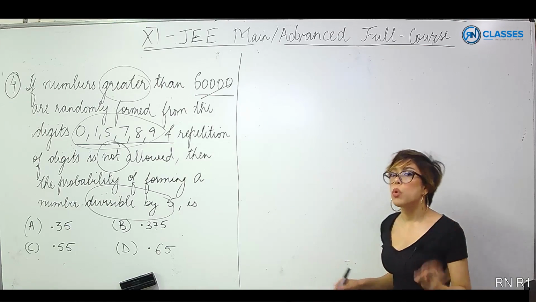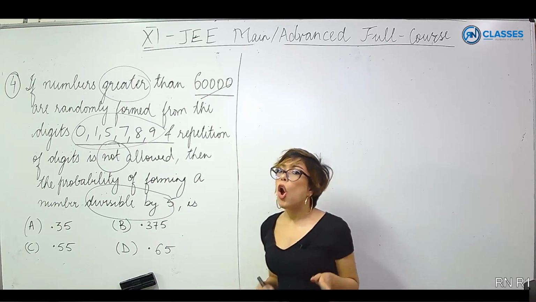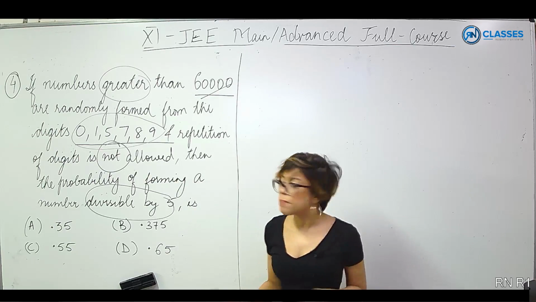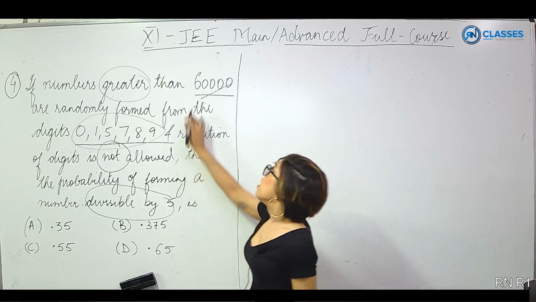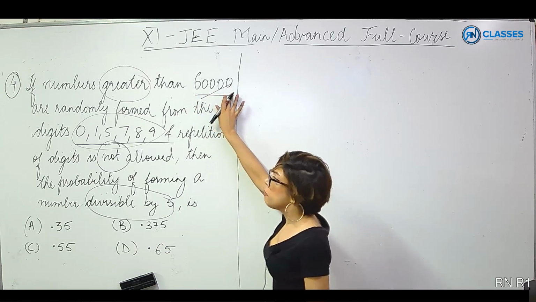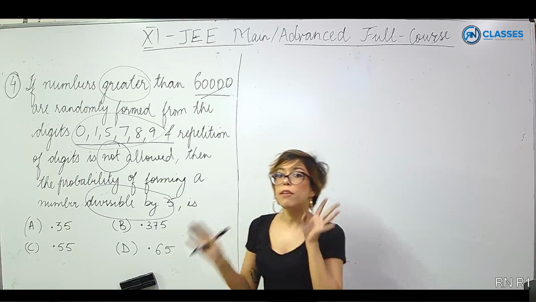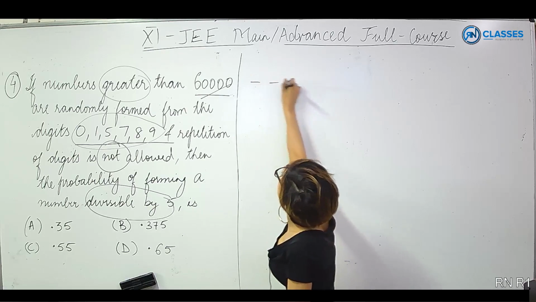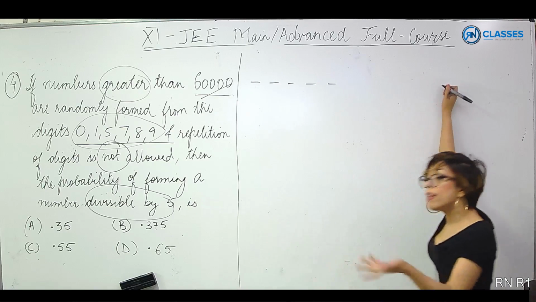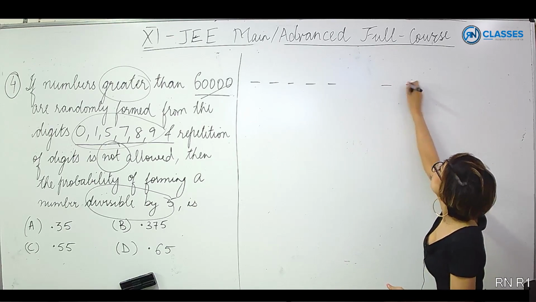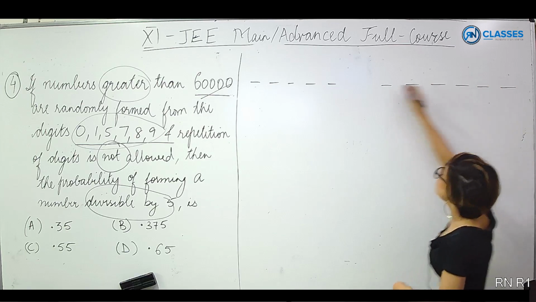Experiment will give you the total number of outcomes, or maybe the number of elements in the sample space. Now, greater than 60,000, this is a 5-digit number, right? The maximum digits that I can use is 6 digits. So two kinds of numbers will be there: the 5-digit number, 1, 2, 3, 4, 5, or the second case, the 6-digit number, 1, 2, 3, 4, 5, 6.